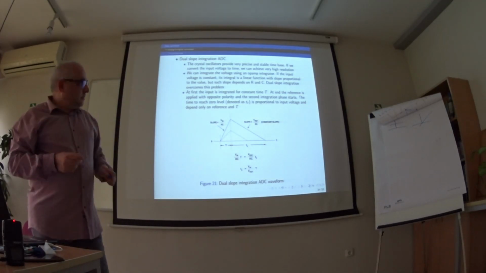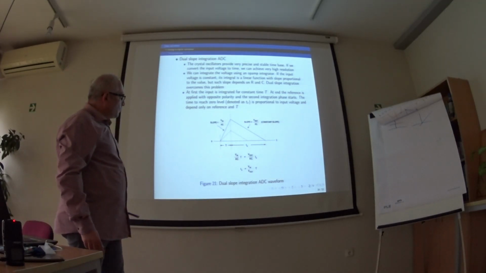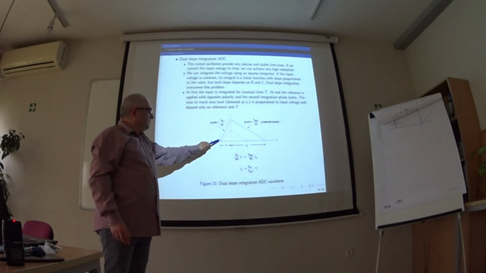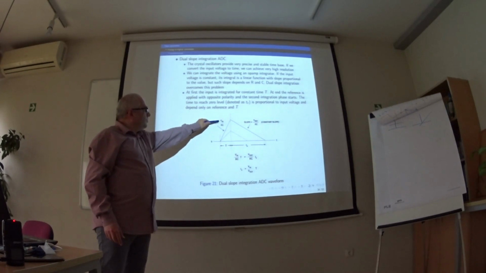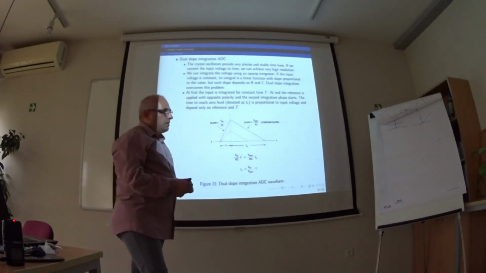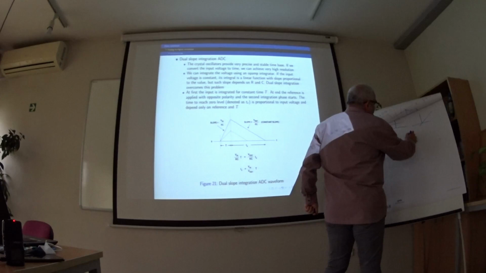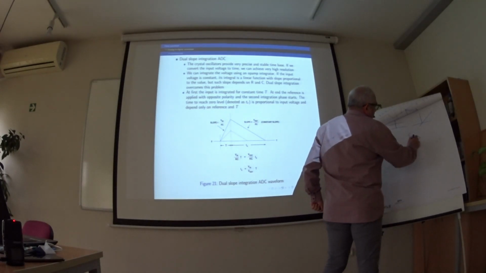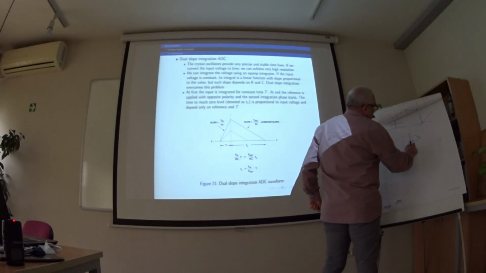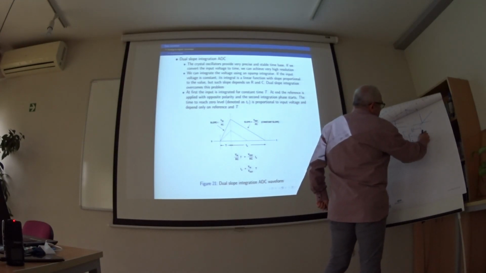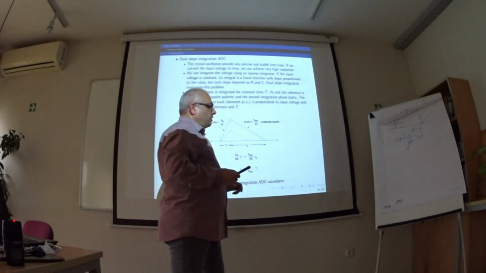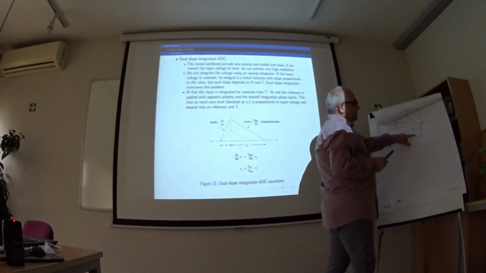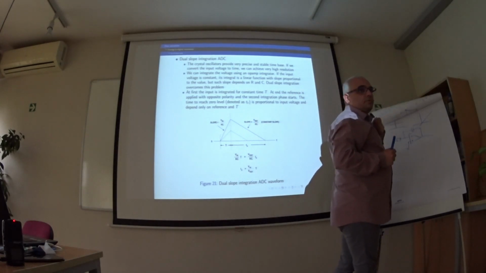We integrate the input voltage for a fixed time t, and this slope is just the input voltage over RC. The situation is the following: we have an amp, and this circuit behaves as an ideal integrator. If we apply a constant voltage, this output ramps up.